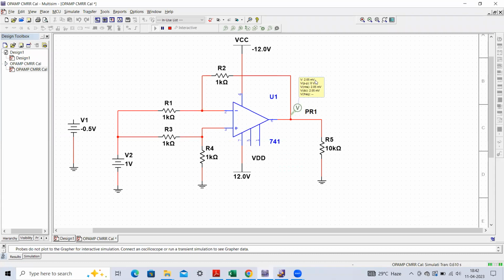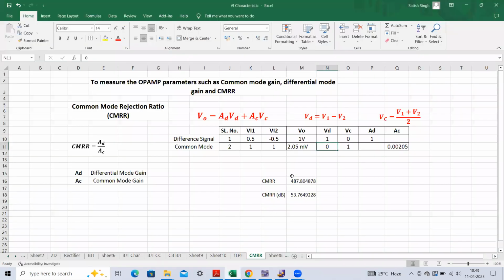Okay. And what we were supposed to get, this value should be 0 because it is a difference amplifier, right? Normally in practical op-amps, you won't find such cases. Whenever you apply a common mode signal, this output is not going to be 0. It is giving a certain output. And therefore, we are interested to know the CMRR value, common mode rejection ratio. Ideally, this value should be 0, but it is not coming out as 0. So this value, 2.05 millivolt, you have to note down here. So here I have noted down this particular output. V output is coming out as 2.05 millivolt.